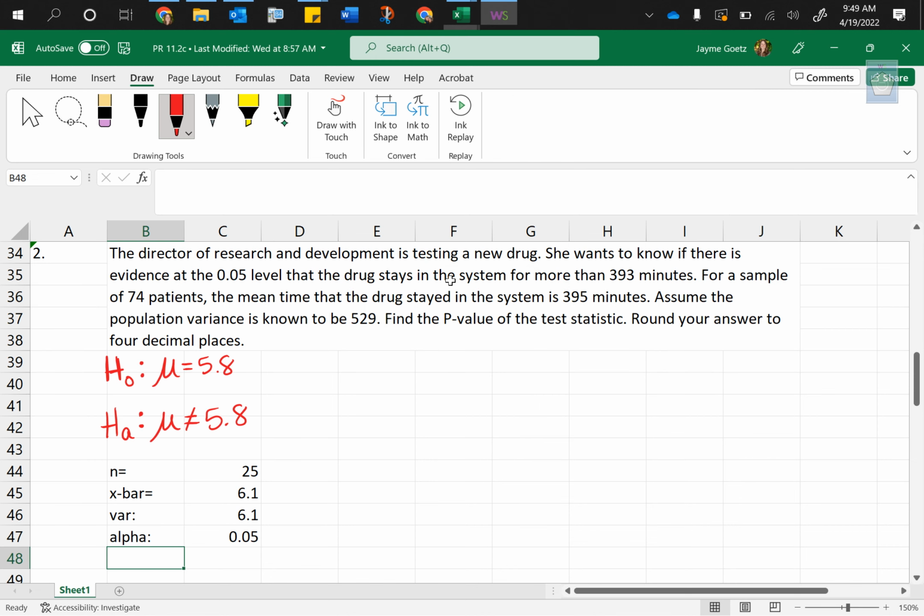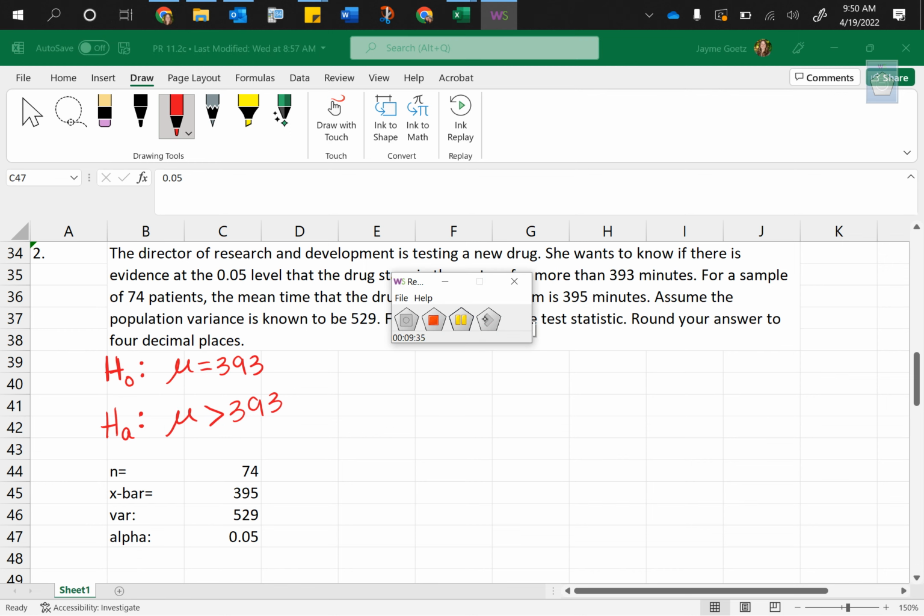Okay, so from this problem, I got my null hypothesis to say that mu equals 5.8. Do we agree with that? Nope, I wrote down the totally wrong problem. Hold on. All right, let's try that again.